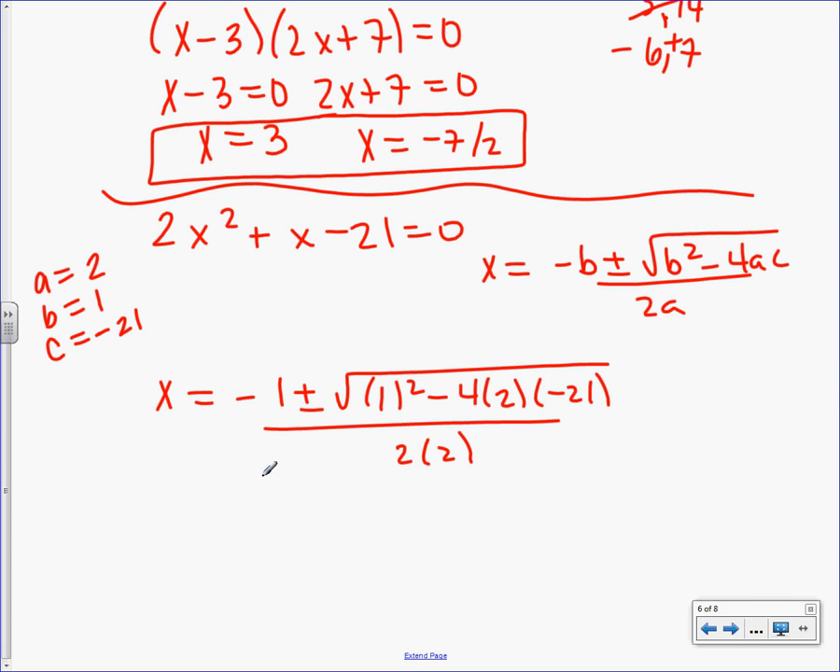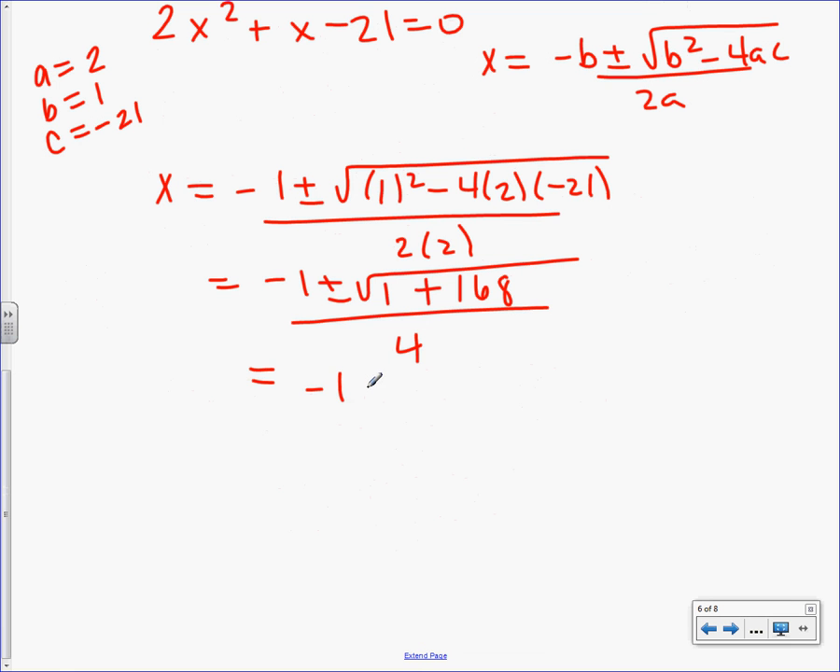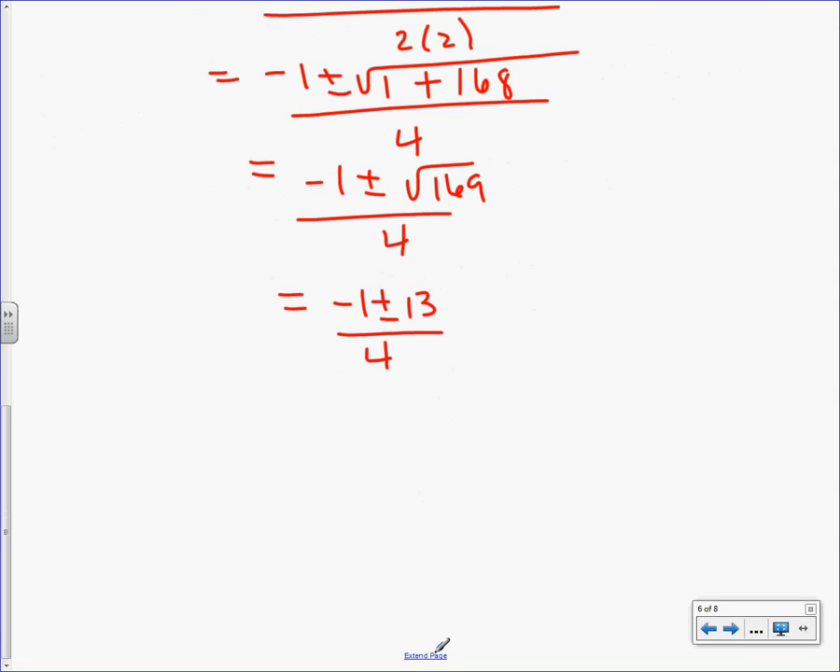Okay? So order of operations, we're going to do our grouping symbols first. 1 squared is obviously 1. 2 negatives make a positive, so I don't want to look at my signs anymore. What's 4 times 2? 8 times the 21. 168. Good. What's 168 plus 1? 169. Square rooted all over 4. What's the square root of 169? Use calculator. 13. Okay? So we have two answers here. We have negative 1 plus 13 over 4, and we have negative 1 minus 13 over 4.